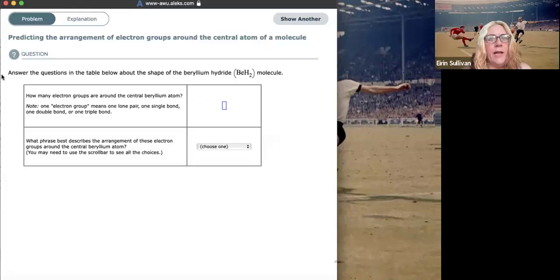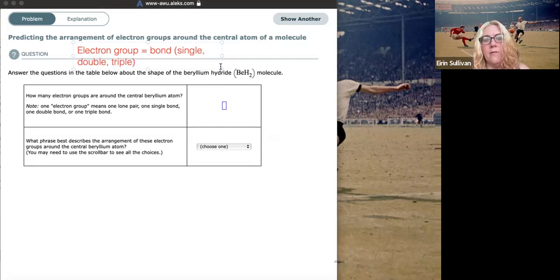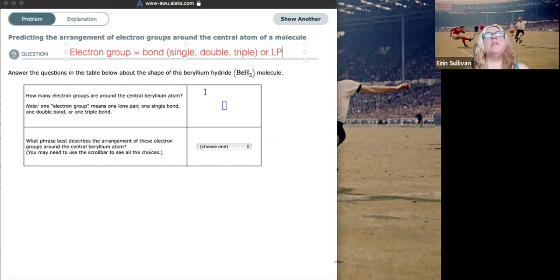Predicting the arrangement of electron groups around the central atom of a molecule. So we should define what an electron group is. An electron group is either a bond, and that can be single, double, or triple. It doesn't matter how many electrons are in it. It's going to take up roughly the same amount of space. So we count any kind of bond as one electron group, or it can be a lone pair of electrons. So it's basically how many things you have to fit around the central atom.